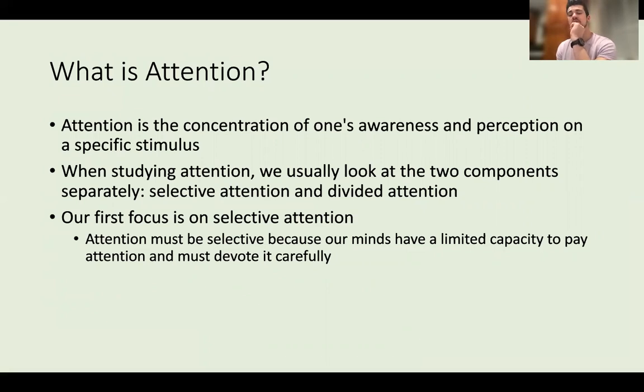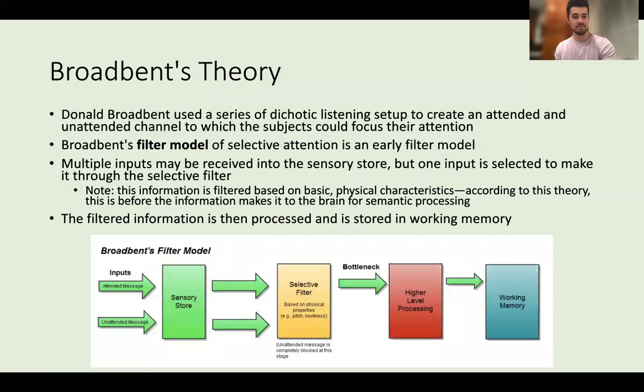Attention must be selected because our minds have a limited capacity to pay attention and must devote it carefully. We only have a finite amount of attention that we can devote to a specific task or a specific stimulus at any given moment. That's why a lot of times we are not as good at multitasking as we think we are, although we will talk a little bit about divided attention after we talk about the theories of selective attention.